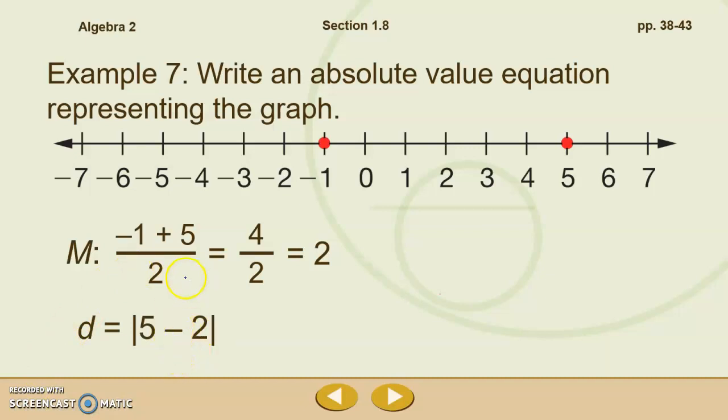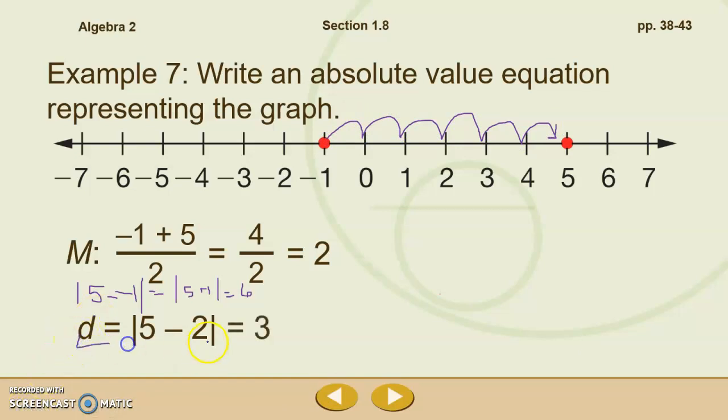That's not what that should say. Our distance is 5 minus negative 1. Let's write that here. 5 minus negative 1, which is the absolute value of 5 plus 1, which is 6. And if we look up here, 1, 2, 3, 4, 5, 6. It is, in fact, 6 spots away.